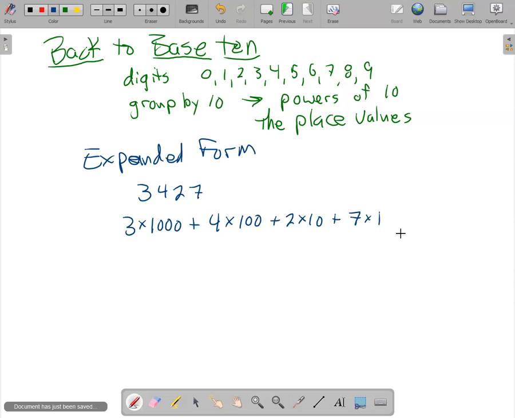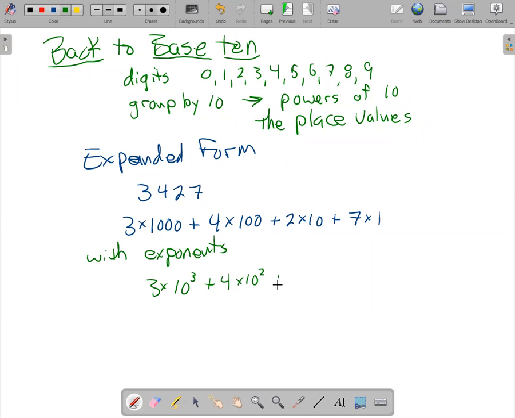And there are toys kids can play with to try and wrap their minds around that. I have some here in the room. I have some others I'll show you online in a minute. Sometimes we do expanded form with exponents. So the exponential version of this would be 3 times 10 to the third, plus 4 times 10 to the second, plus 2 times 10 to the first, plus 7 times 10 to the 0. Again, expanded form is just to explicitly name the place values in addition to the digits in the numeral.